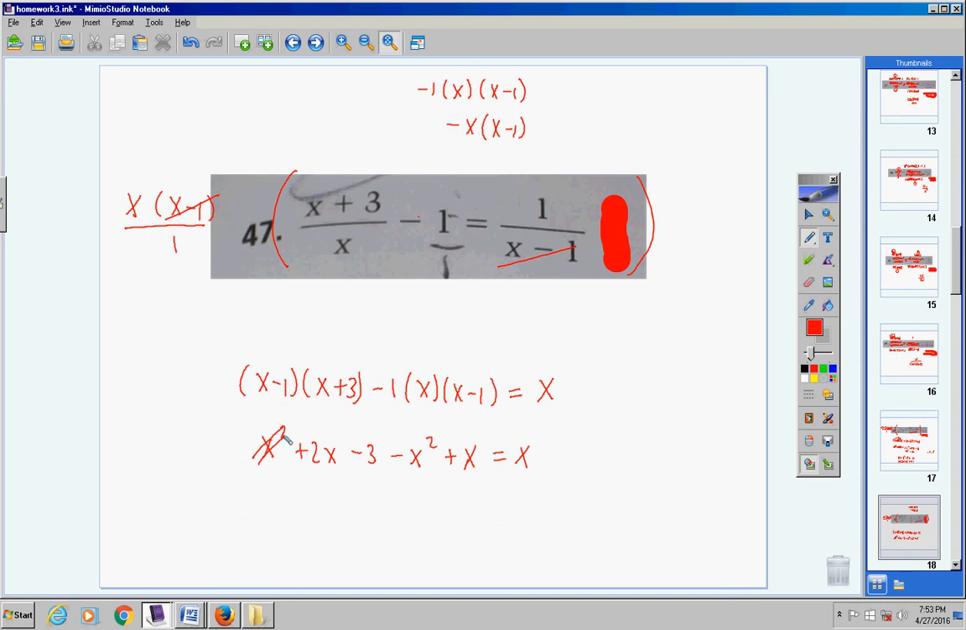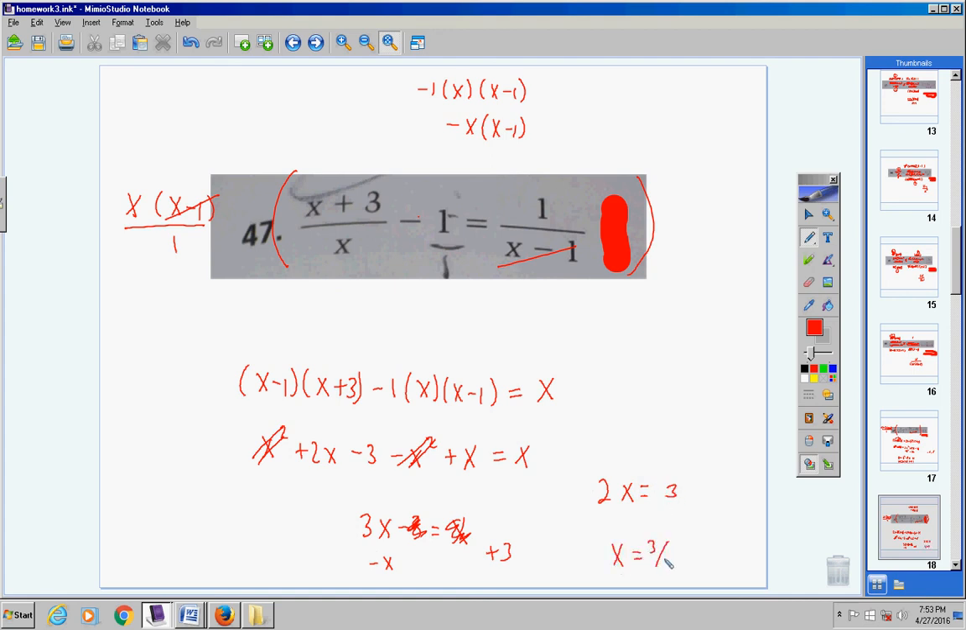So that's gone. That leaves you with 2x plus x, that's 3x, negative 3 equals x. Well guys, this is a simple linear equation. You know how to solve this. Bring your x over, make it a negative x. Bring your 3 over, make it a positive 3. So your x is gone and your 3 is gone. So you're left with 3x minus x, 2x. And over here you're left with a positive 3. Divide both sides by 2 and you'll get 3 over 2.